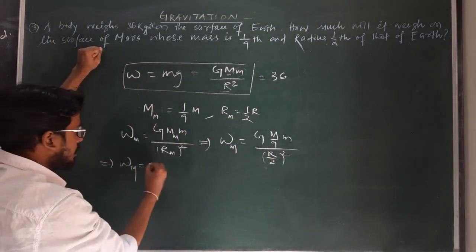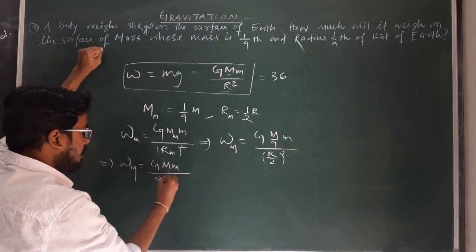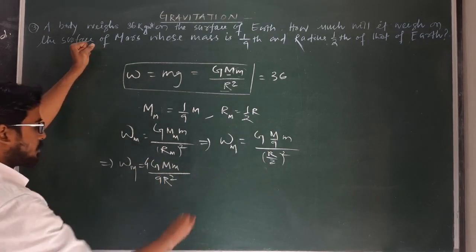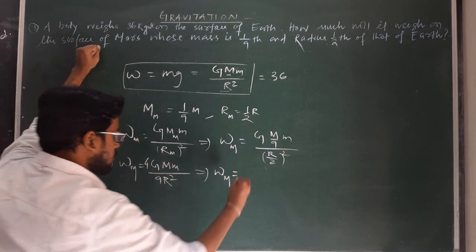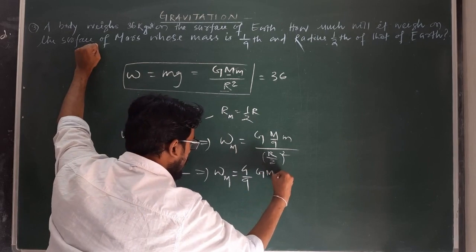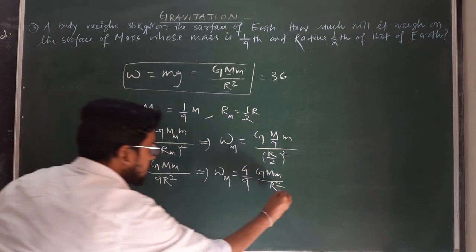So this can be written as G m by 9 r square into 4. This will move to the other side, so this will become how much? Weight on Mars is equal to how much? 4 by 9 into G m by r square. Clear? What is G m by r square here?